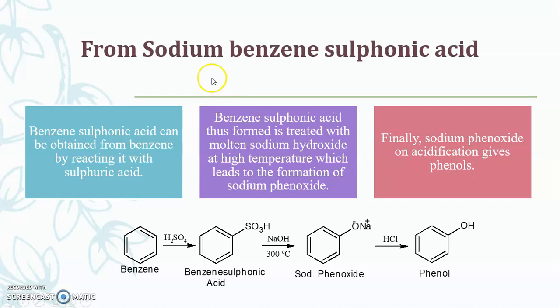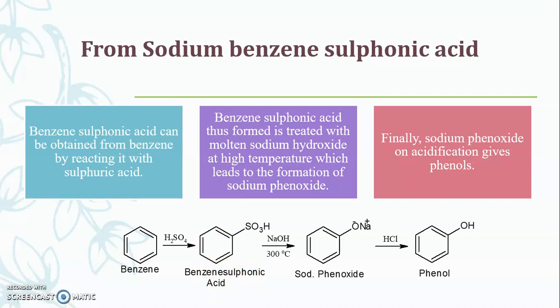So this is about the second method where we have synthesized phenol from sodium benzene sulfonic acid. Here this particular acid is first converted into the sodium salt. That's why here sodium benzene sulfonic acid is given. This is nothing but the benzene sulfonic acid.